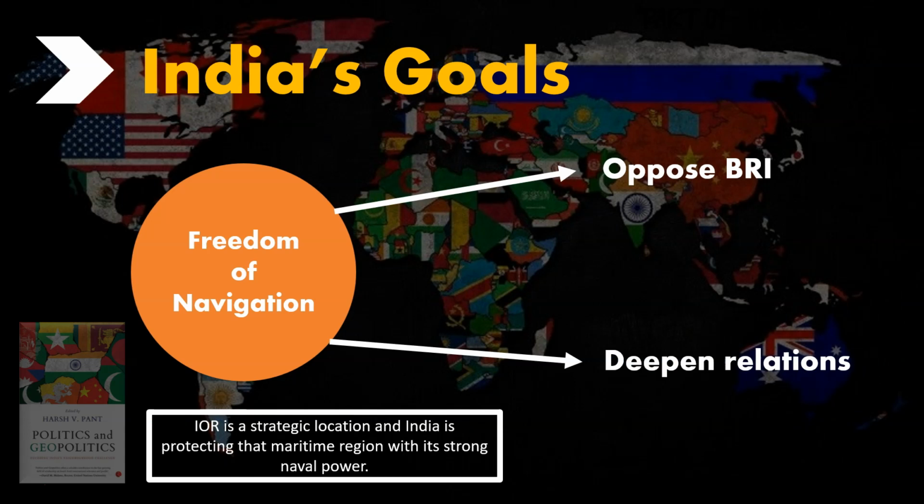India's goals are aligned with the United States, which is to maintain freedom of navigation in the Indian Ocean region. They want to maintain this by opposing the Belt and Road Initiative and deepening relations with the neighboring countries to convince them to do the same. With BRI, China hopes to minimize freedom of navigation in strategic locations such as the Indian Ocean region. And India is trying its hardest to protect this geopolitical, geostrategic maritime region with its strong naval power and other diplomatic forces.